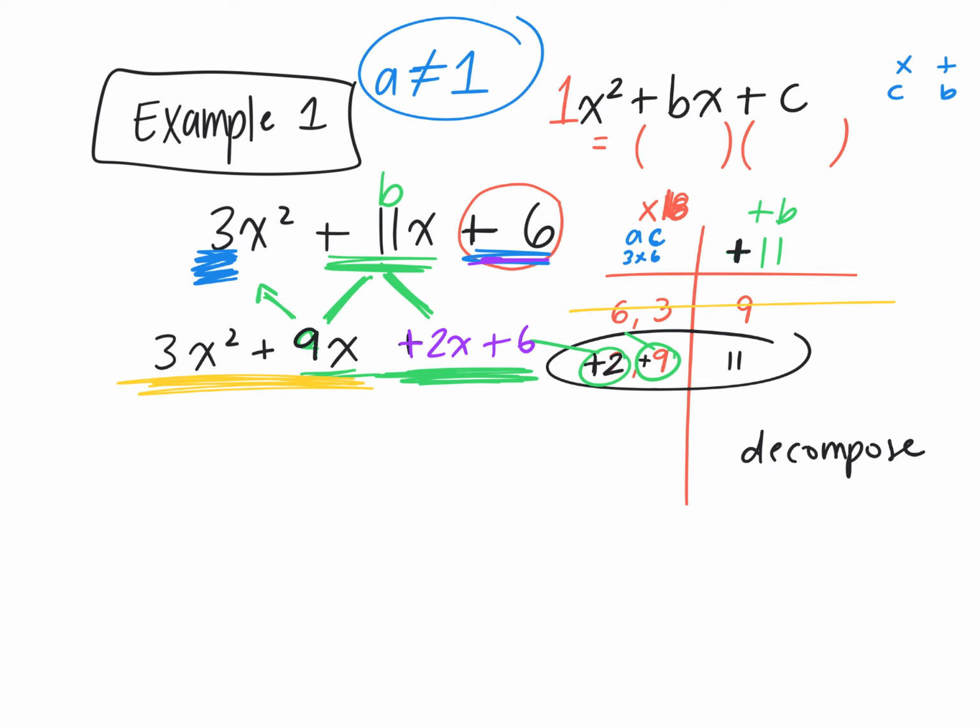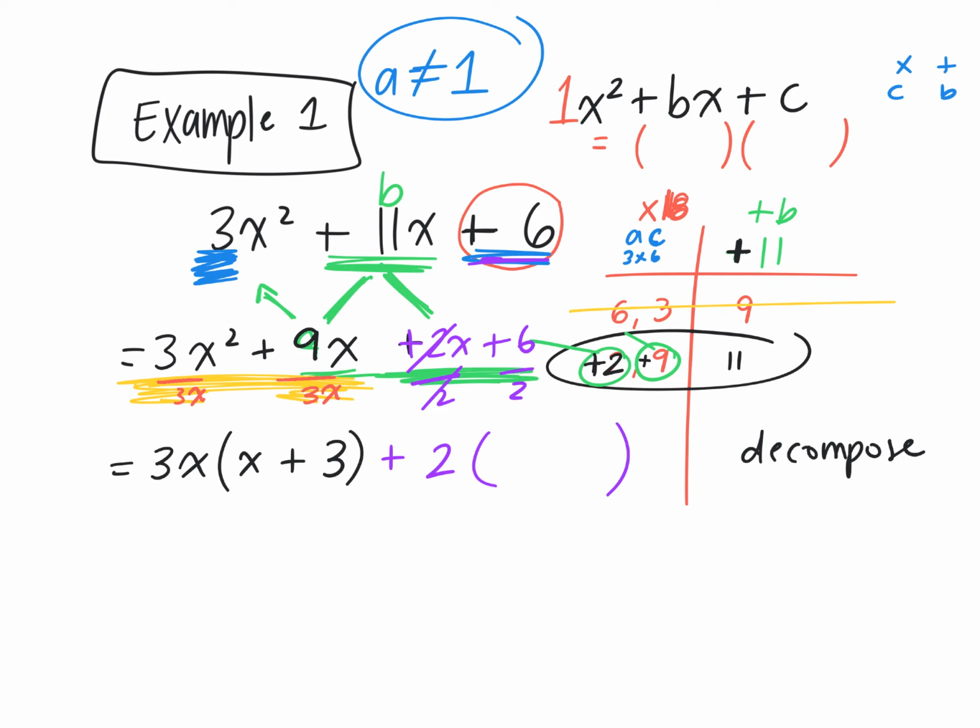So what is it? What are common factors of 3x squared and 9x? 3x, yep. So if I divide both of these by 3x, what am I left with? X plus 3. We did this yesterday. And now I'm going to factor this. What are common factors of 2x and 6? What can both of these be divided by? 2. Just 2. So it's going to be plus 2. And then 2 divided by 2 is 1. I'm left with x plus 3.